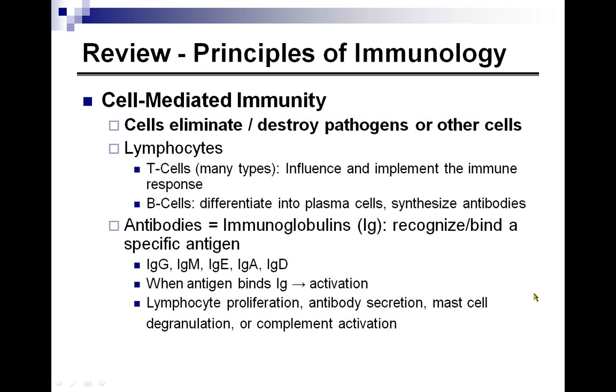And when an antigen binds to an immunoglobulin, this causes an activation of the immune response, leading to proliferation of lymphocytes, secretion of additional antibodies, and then mast cells start to degranulate the various substances that are located inside of them. Additionally, the complement system can be activated in response to activation of an immunoglobulin.